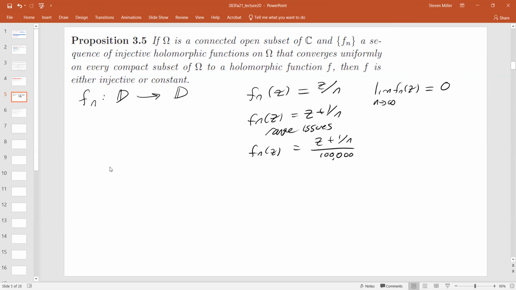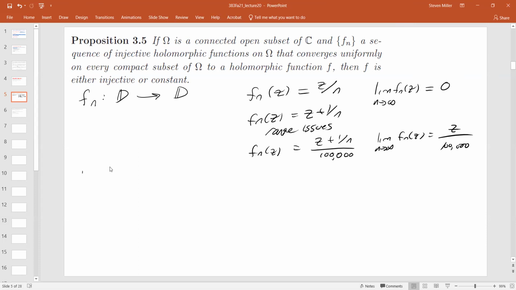So will this function be injective? Yes. Will this map the disk to the disk? Yeah, bringing the 100,000 is going to make it very safe. So always just throw in large numbers. The year is also a good number to just throw in. And then the limit is going to be just the function Z, so not constant limit. So limit as n goes to infinity of Fn of Z is just Z over 100,000. So this quick analysis is enough to show us that both cases actually arise.